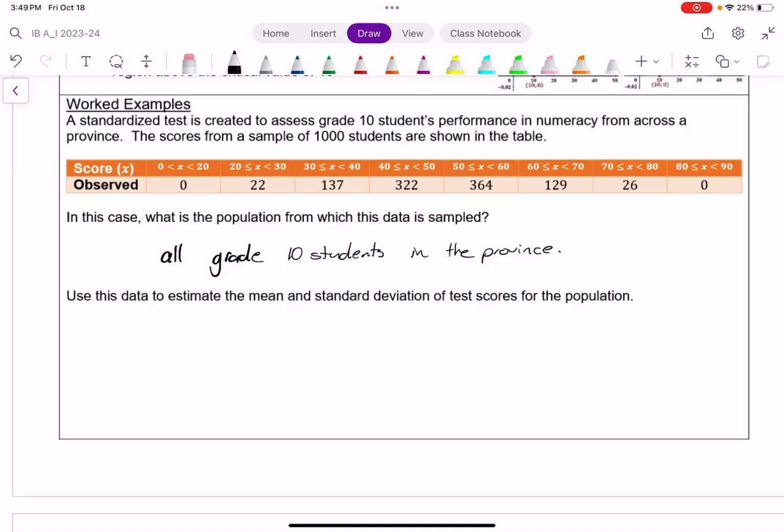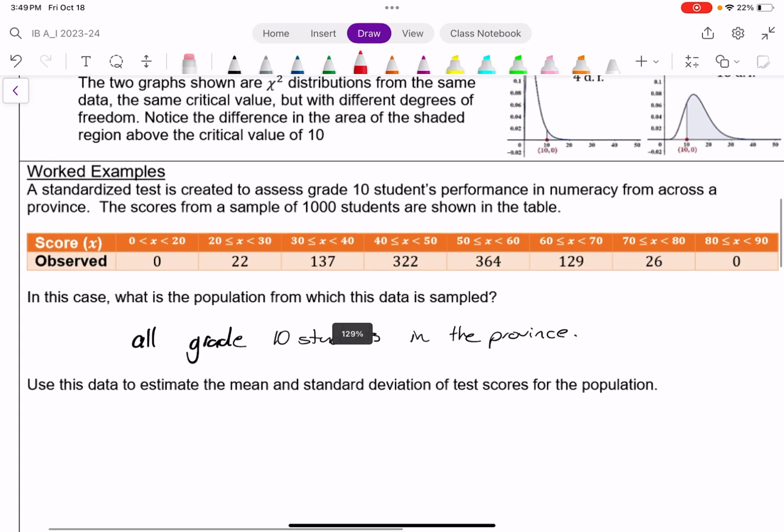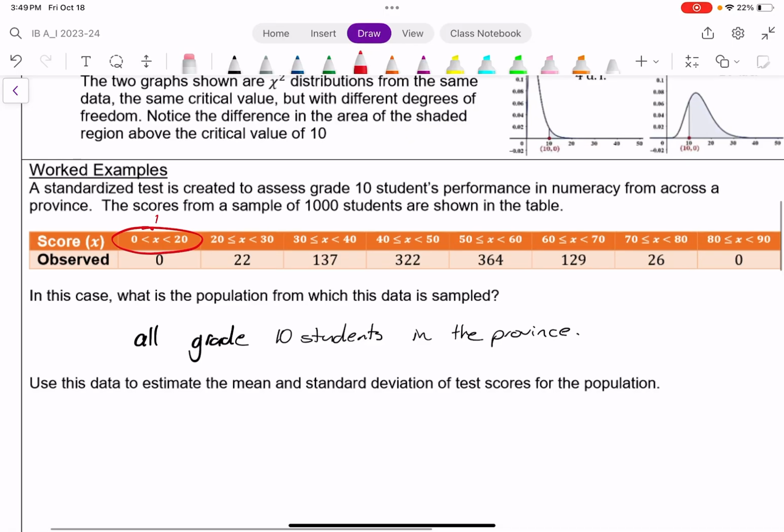For that, we'll use our GDCs in a bit, but if we look at this data, for example the range from 0 to 20, we want to just find the midpoint of each. So we'll have a 10 for that, 25, 35, 45, 55, 65, and so on. And using those midpoints and the frequency, we can estimate the mean and the standard deviation of this data.